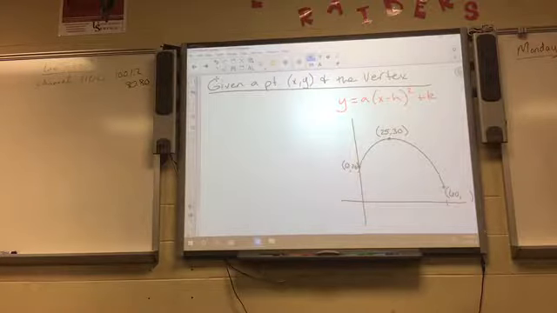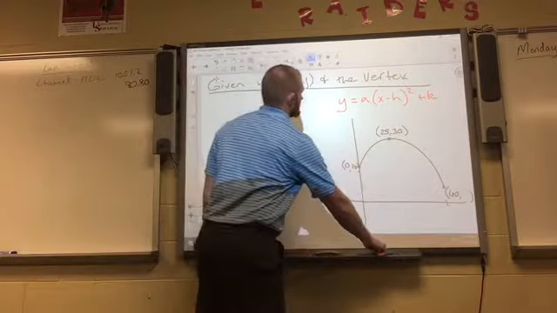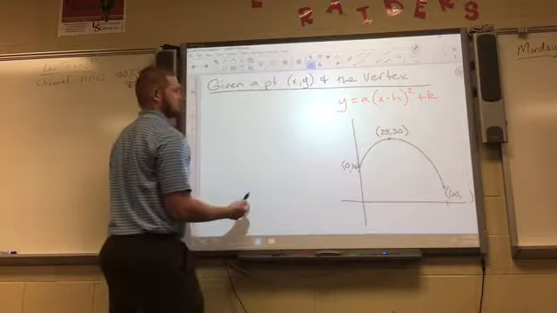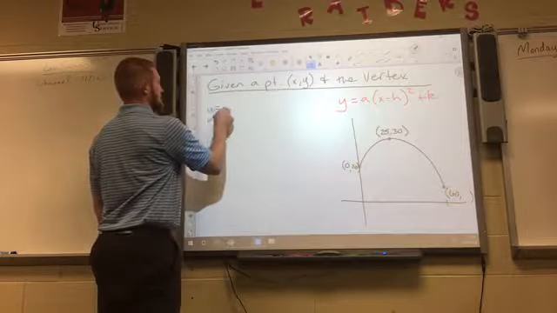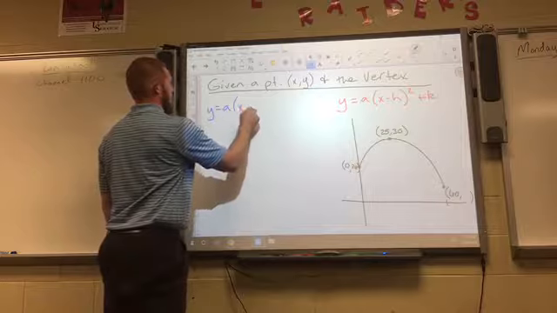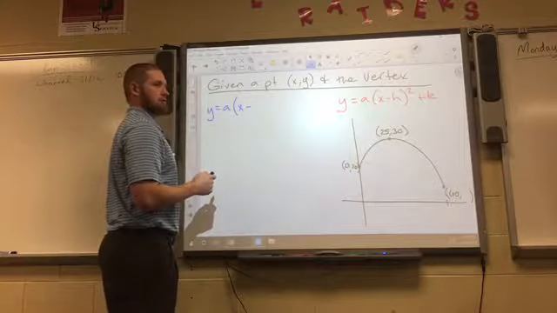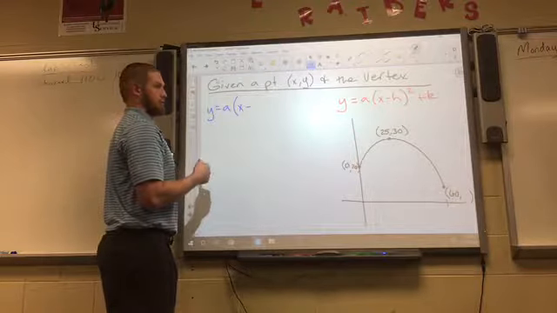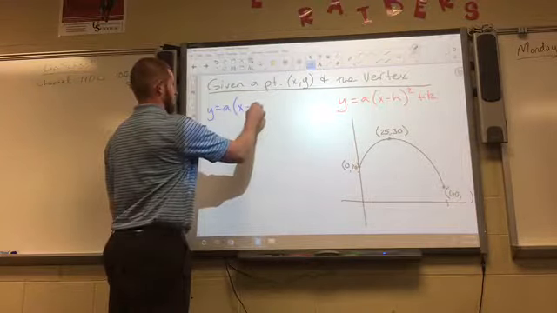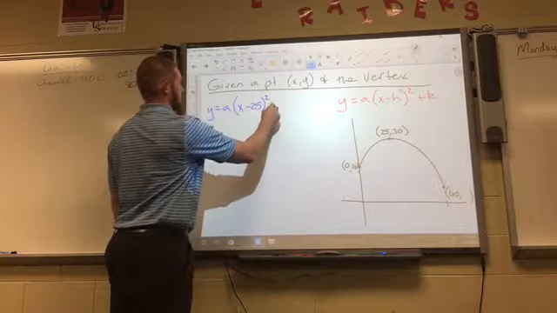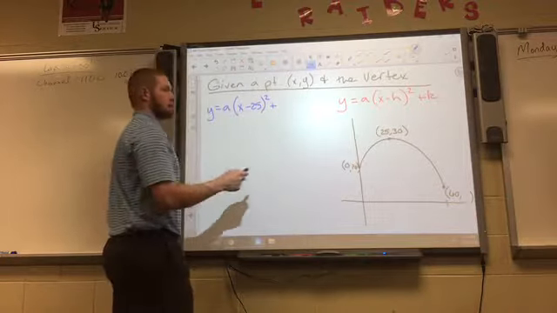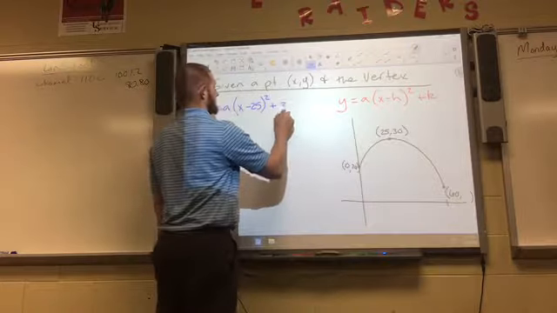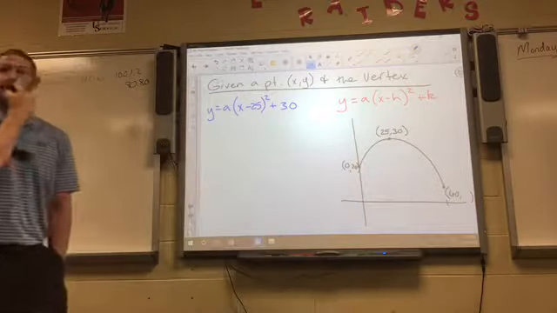First, they say write an equation of the parabola. Well, what I would do is start with this equation because I know it's got a vertex. So I would start with y equals a(x minus h), but what is h? Left and right. So it's the x value of your vertex, which is 25, squared plus 30, because k is the y value of your vertex. So I have that much.